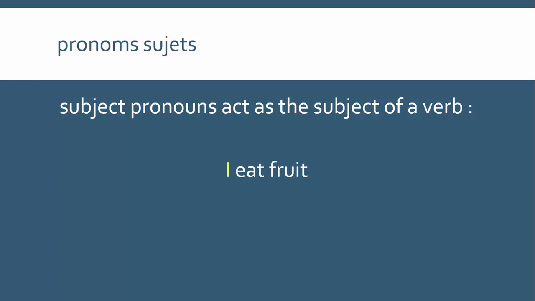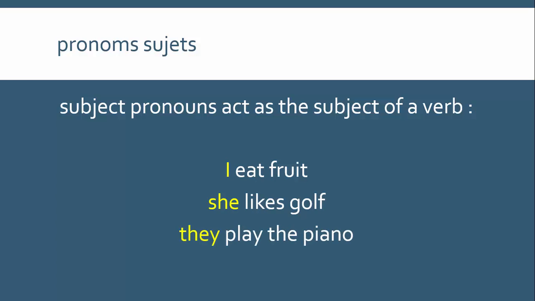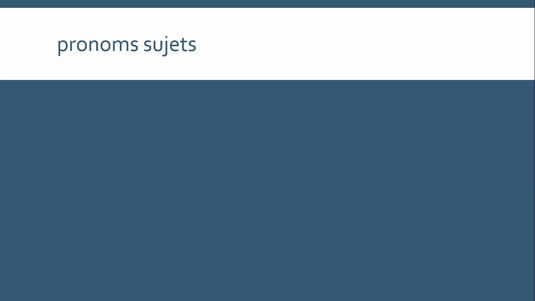So for example, I eat fruit. She likes golf. They play the piano. So I, she, and they are all the people doing the action in each of these sentences. And because of that, the verbs conjugate according to them. So I eat, she likes, they play. And this is very, very important in both English and French. Verbs conjugate according to the subject. And in many cases, that subject is a subject pronoun. But these aren't all of the subject pronouns.